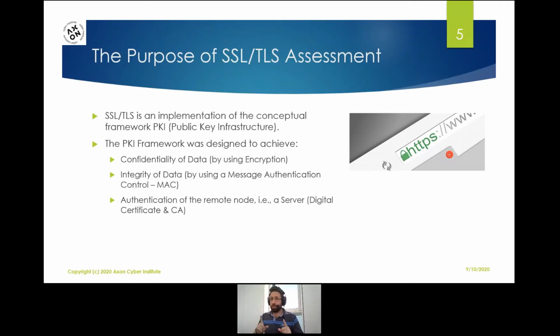But the point that I want you to take away from here is PKI is a conceptual framework. SSL and TLS are a practical implementation of that framework, and that's why we see versions of SSL and TLS, while PKI does not have a PKI version 1 or version 2. It's simply a conceptual framework. With SSL and TLS, we have different versions, and with every version, some features are added, some security enhancements are added to the protocol itself.